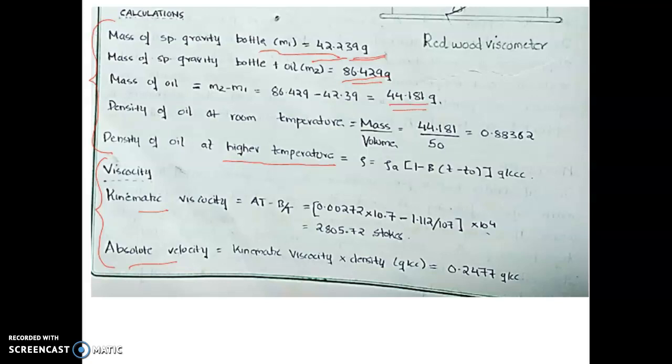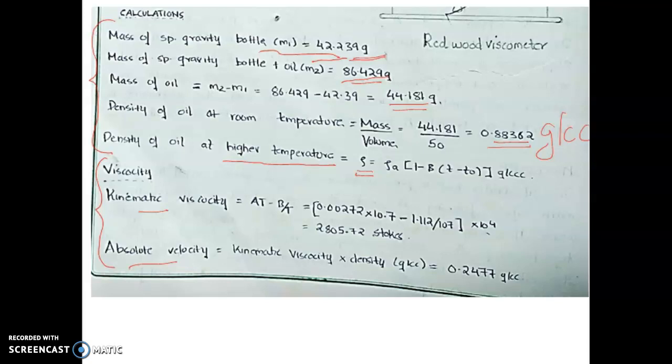So the density of oil at room temperature is equal to mass by volume. This mass is divided by the volume, 50 ml, so we get the density of the oil in gram per cc. And this density is at room temperature. By heating, the density of the oil changes. So we need to find the density of oil at our experimental temperature, because for each trial we are using a different temperature. For each temperature we have to separately calculate the density.